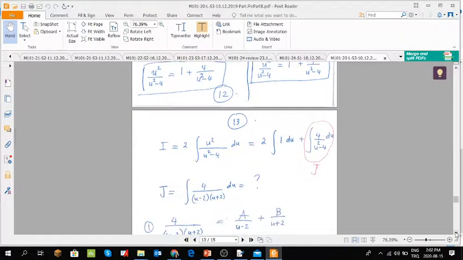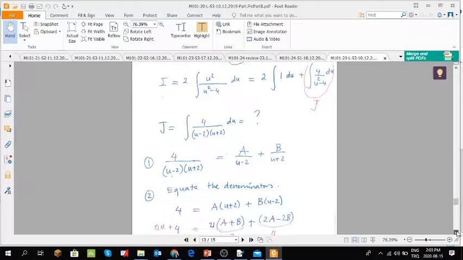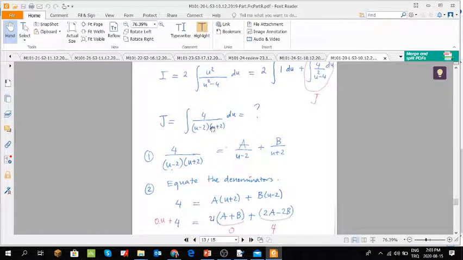Alright, so this expression I becomes 2 times the integral of 1 plus the integral of 4 over u squared minus 4. I'm going to call this j, and I may need some here. I'm going to do the partial fractions here. Okay, it seems so. And I factored out the denominator. This is a over u minus 2 plus b over u plus 2.